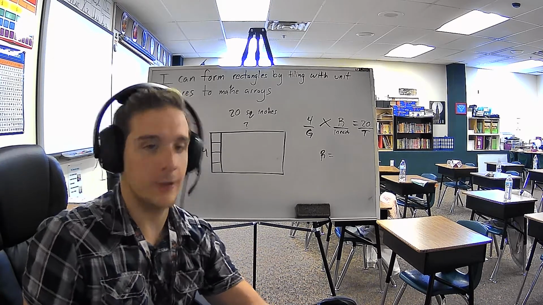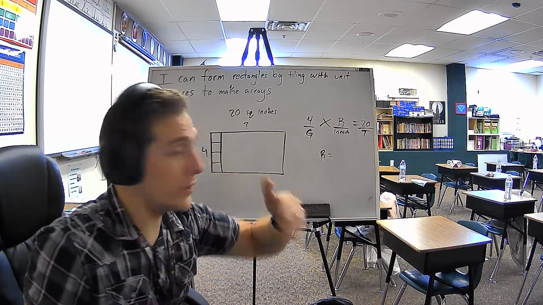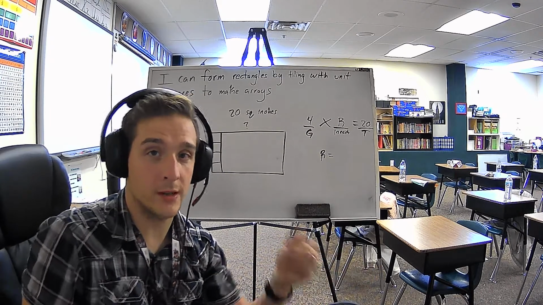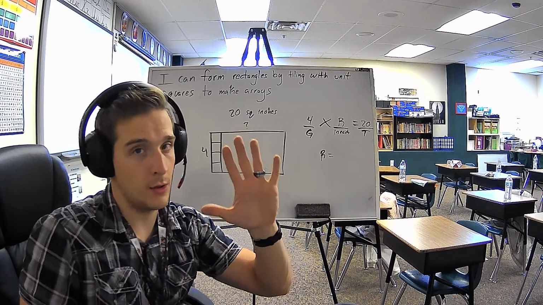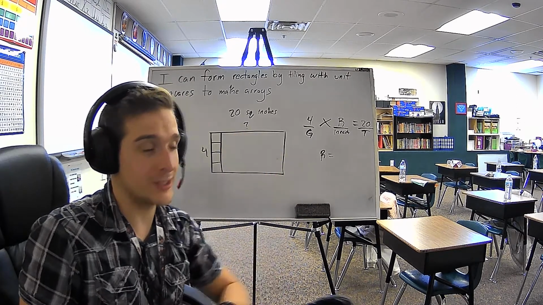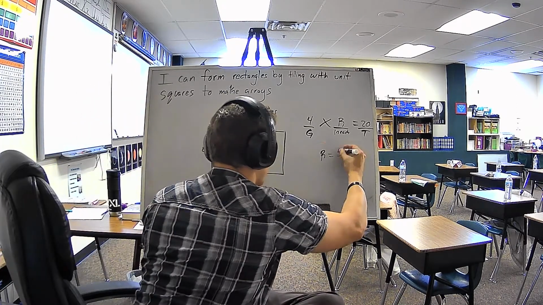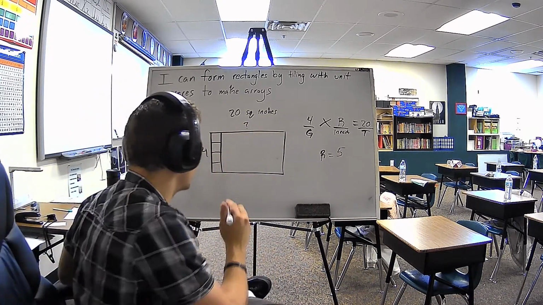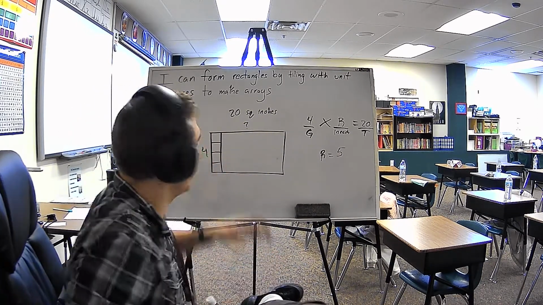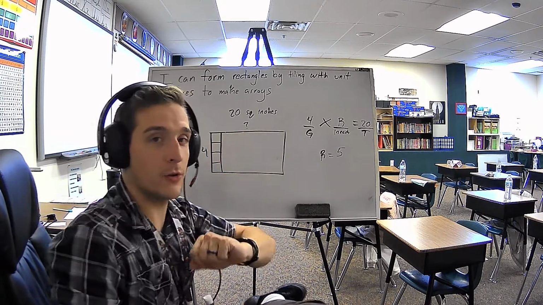So, anyways, I digress. So 4 times what equals 20? Let's just skip count by 4 until we get to 20. So 4, 8, 12, 16, 20. So the answer is 5. So that means I need to have a total of 5 in each one of these. Now, that means I need to have 1, 2, 3, 4, 5 across.